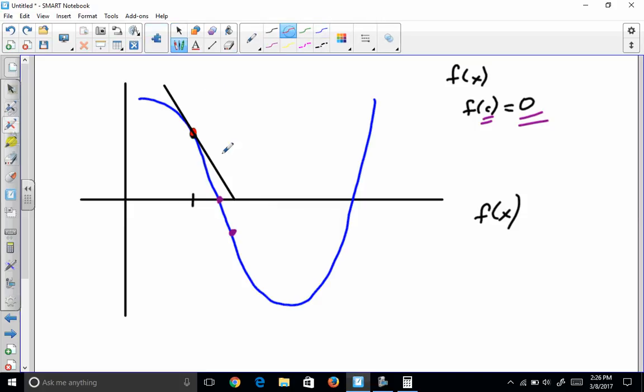So let's call our initial guess x of 1. So at this point, the x value is x of 1, the y value is f of x of 1. Also, if we can take the derivative of our function, then the slope of this line is our derivative evaluated at x of 1. So remember, if we know a point and a slope, we can come up with the equation of a line.